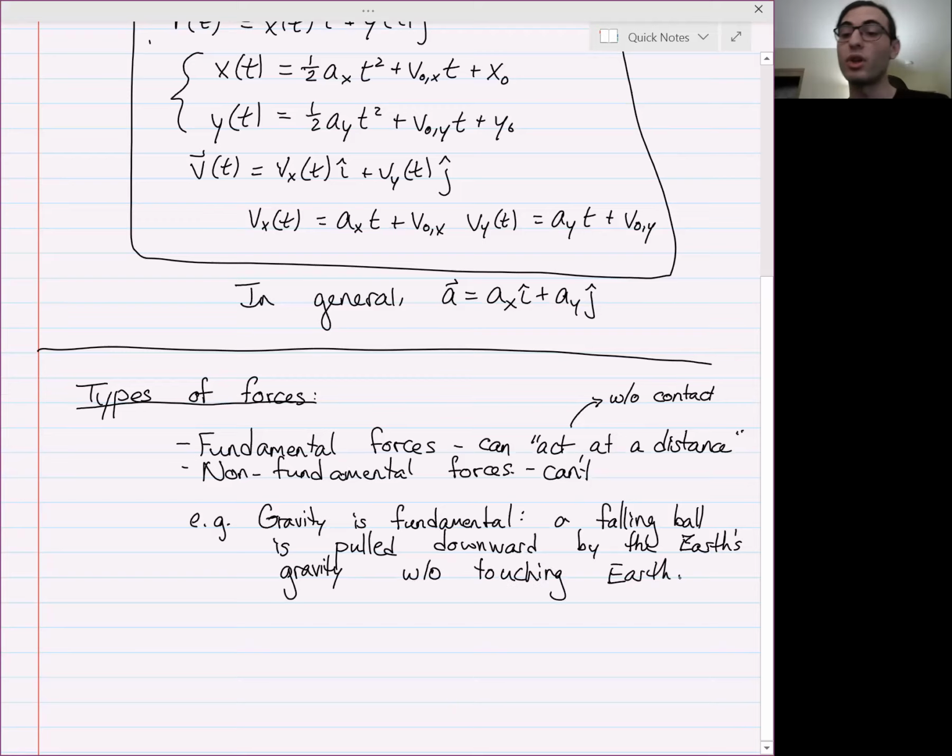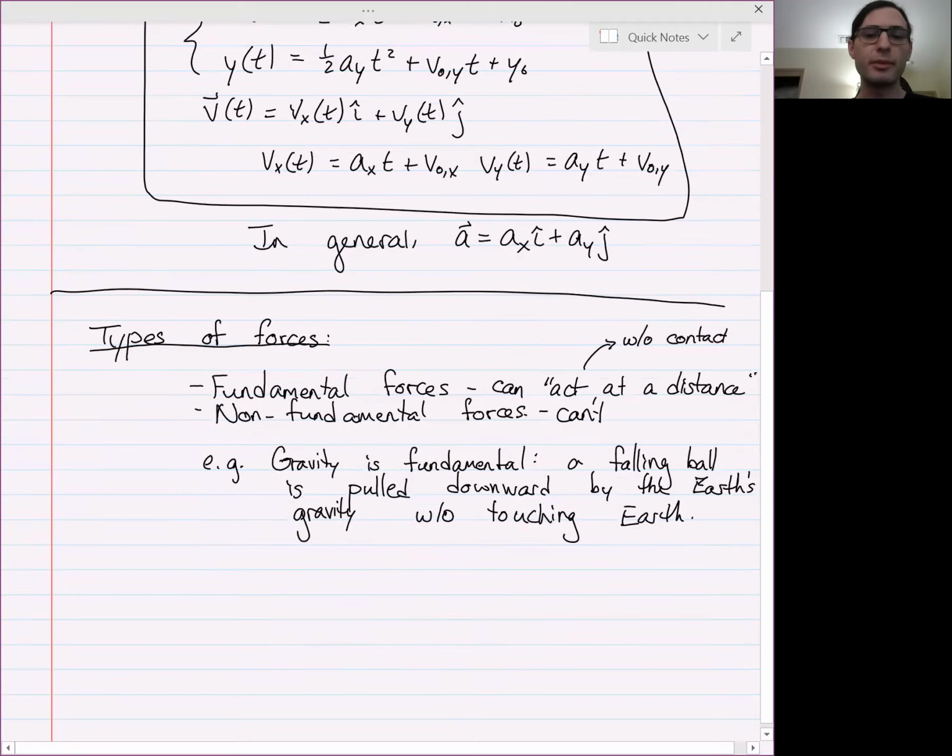So that would be an example of acting at a distance. You have two things that are not connected in any way, and the force can be transmitted from one to the other across that distance without being connected. That's what makes a force fundamental. There are other examples of fundamental forces.